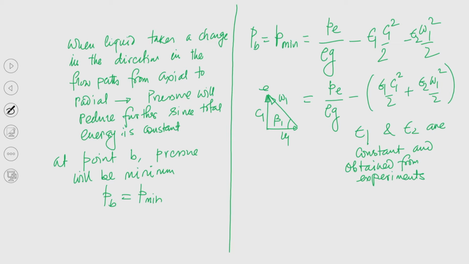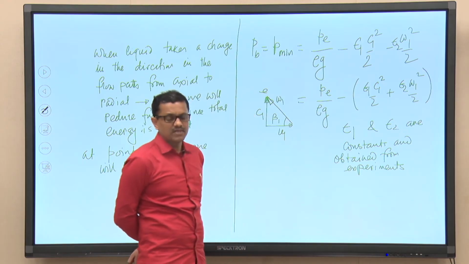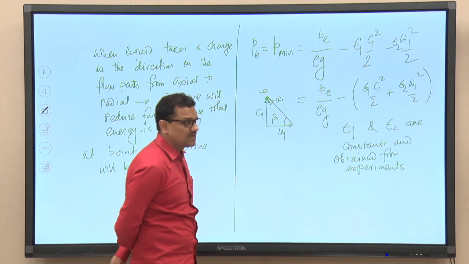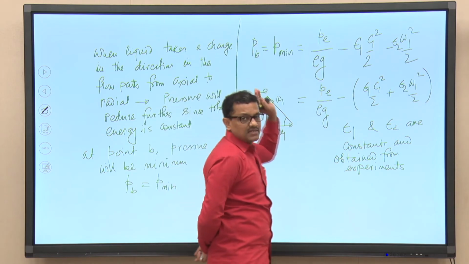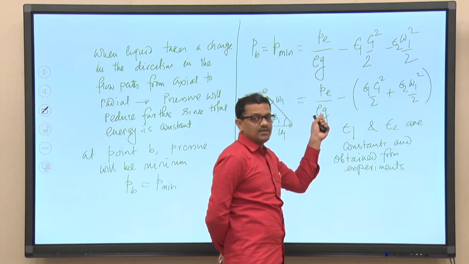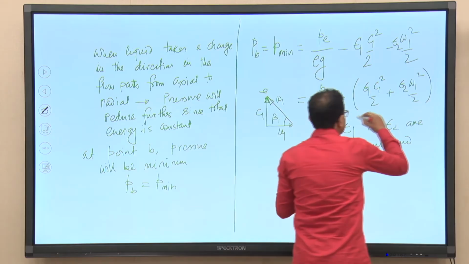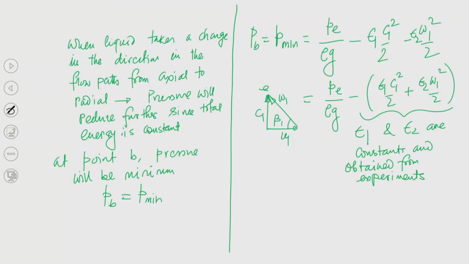Where epsilon 1 and epsilon 2 are constants obtained from experiments. Okay. So, what we can see from this description is that P minimum is definitely less than P by rho g by an amount which is equal to this, and that is because of this acceleration.